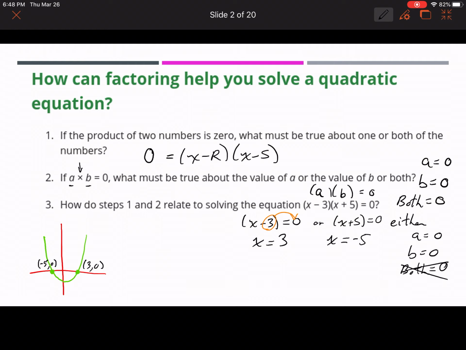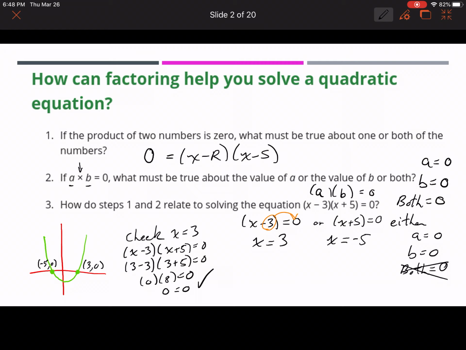So when x equals 3, that's true, because if we check that, x equals 3, x minus 3, x plus 5 equals 0. If we make x equal to 3, 3 minus 3, 3 plus 5 equals 0. We end up with 0 times 8 equals 0, and we end up with 0 equals 0. So we've got a check there.